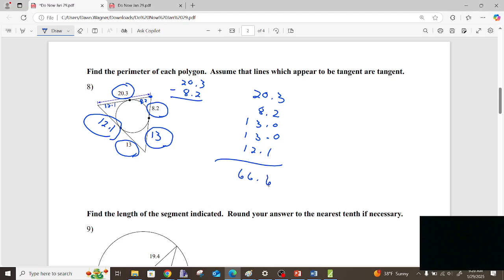66 or 56? 66. And no units, so I'm just going to put a U for units, whatever the unit measure was. Okay.